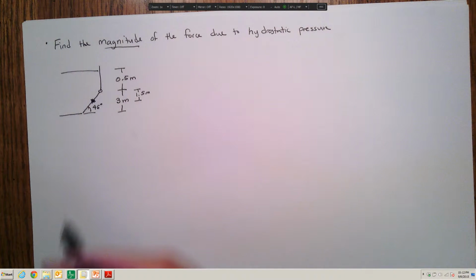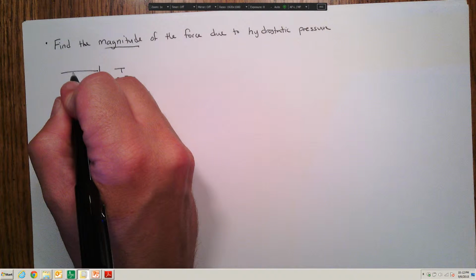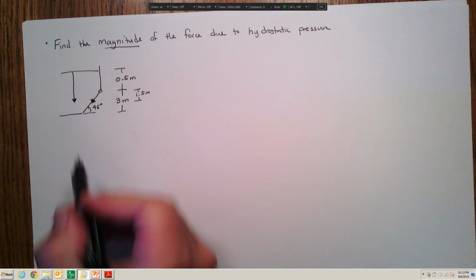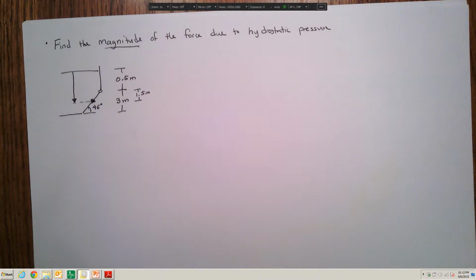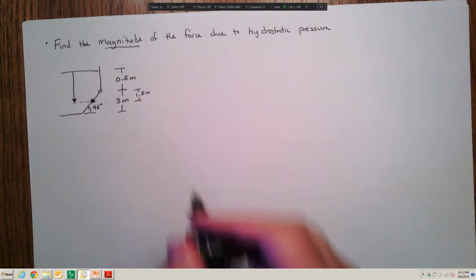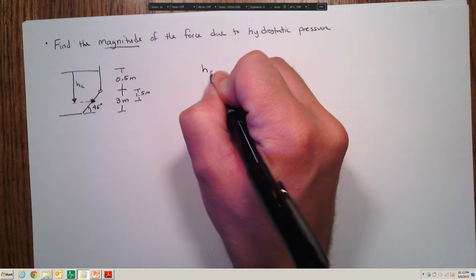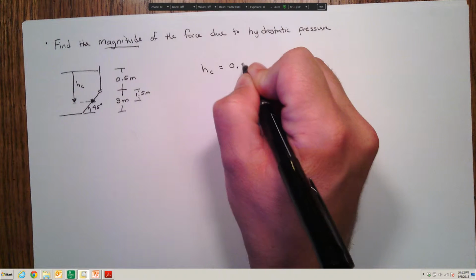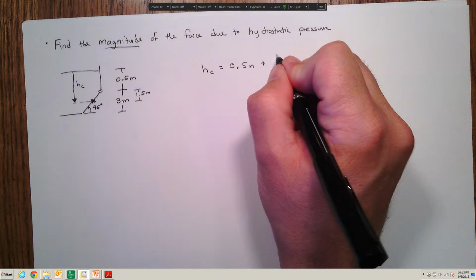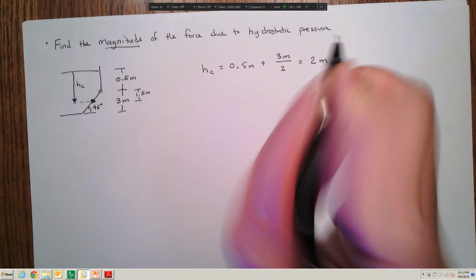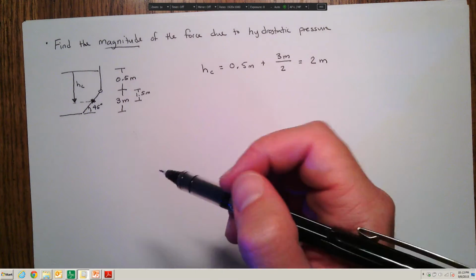Okay, so if we can calculate the pressure, which we know how to do, down at this point, we can then calculate the magnitude of the force that acts on the gate due to the water. The depth to the center of the gate is going to be 0.5 meters plus the 3 meters divided by 2, which gives us a total of 2 meters of depth to the centroid, or the center of the plate.